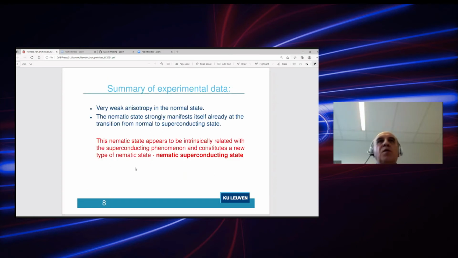So if we summarize, we have very weak anisotropy or no anisotropy in the normal state, I mean anisotropy with respect to C4 symmetry. But the nematic state strongly manifests in the transition from normal to superconducting state. Because of this, we can suppose that the nematicity in the superconducting state is something intrinsic to this superconducting state, so we call it the nematic superconducting state.